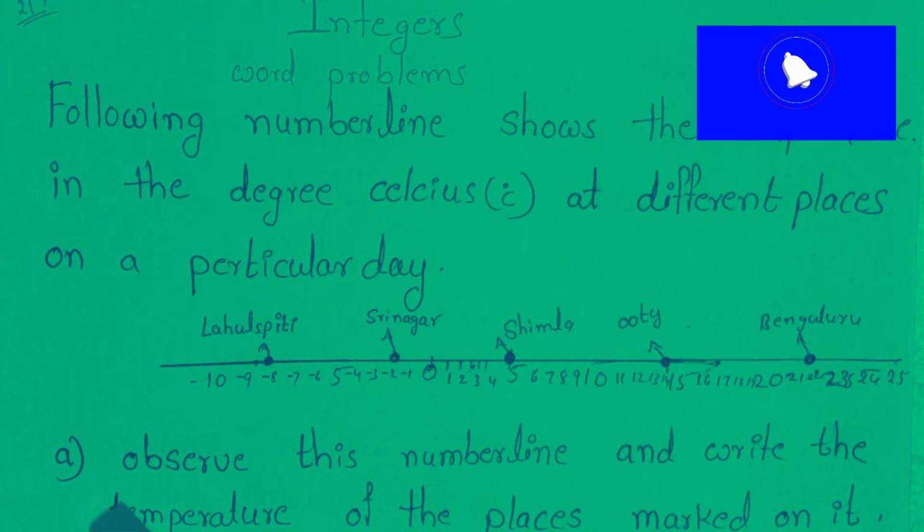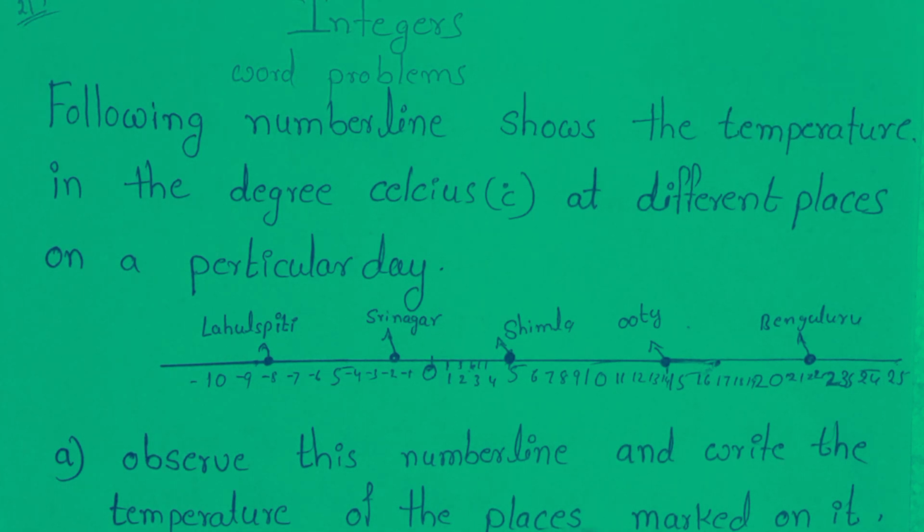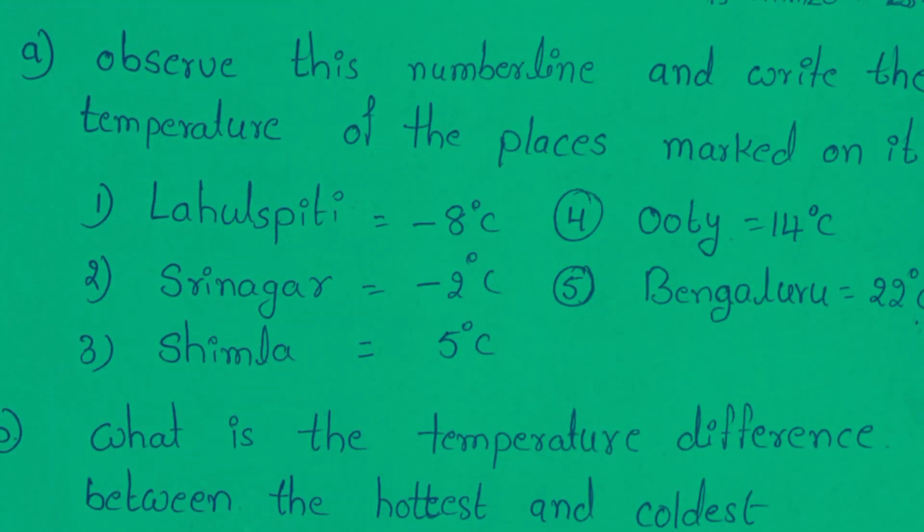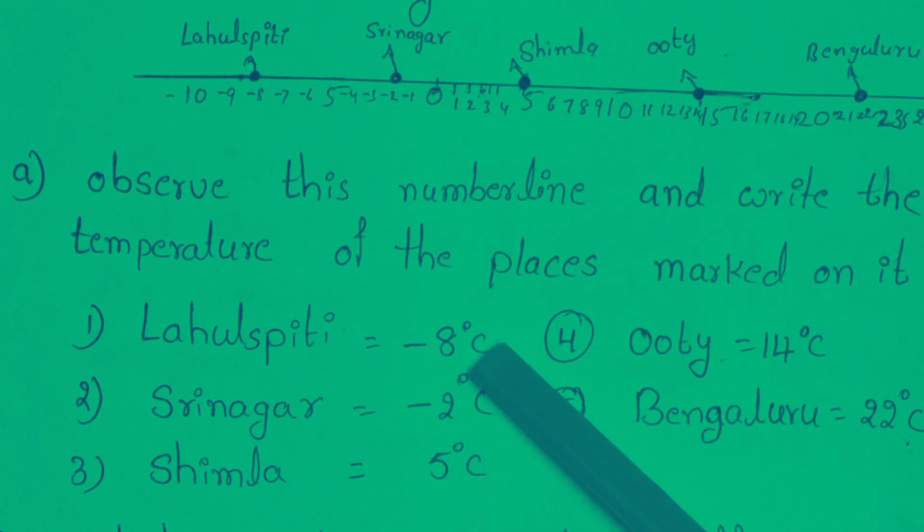So this is the question. Observe this number line and write the temperature of the places marked on it. What is the temperature of the located places? So first one is Lahul Spiti. Lahul Spiti is minus 8 degrees centigrade.